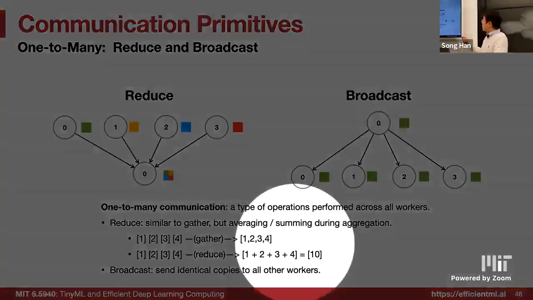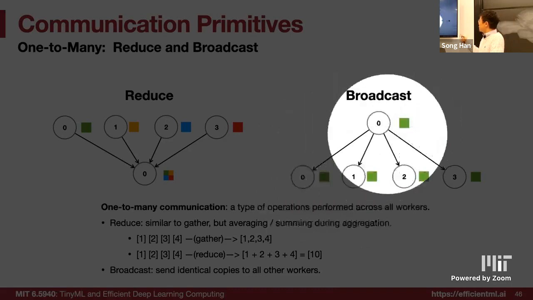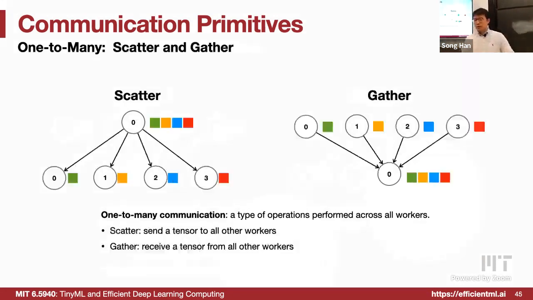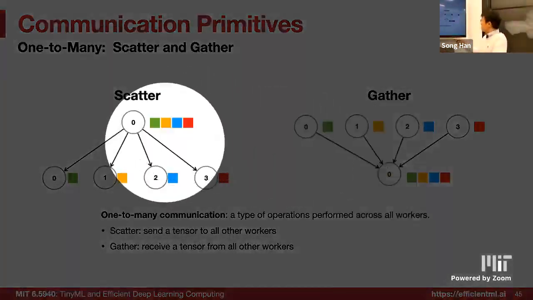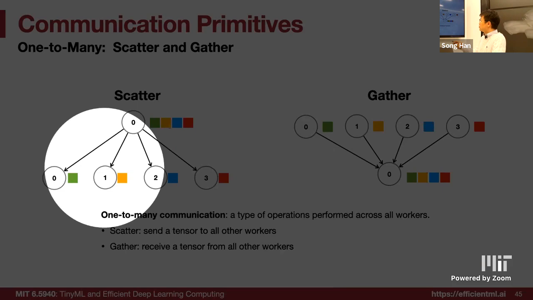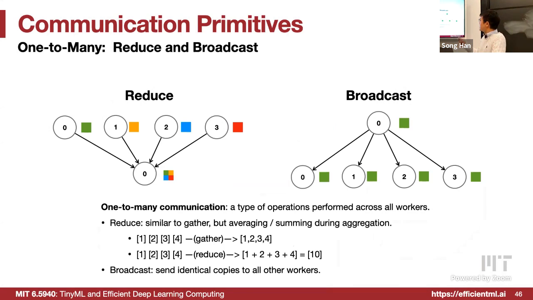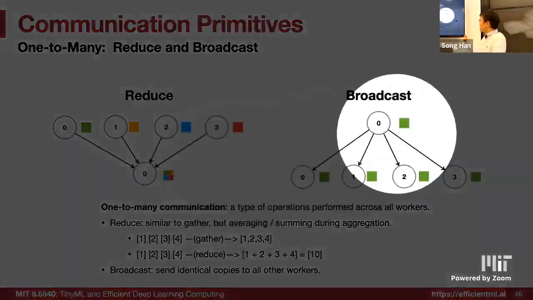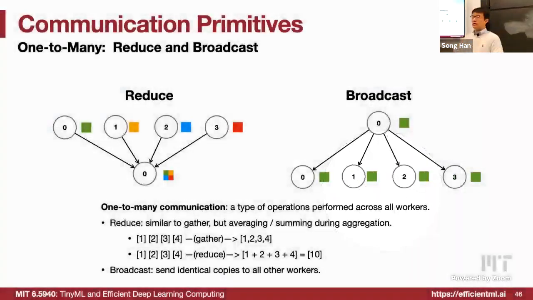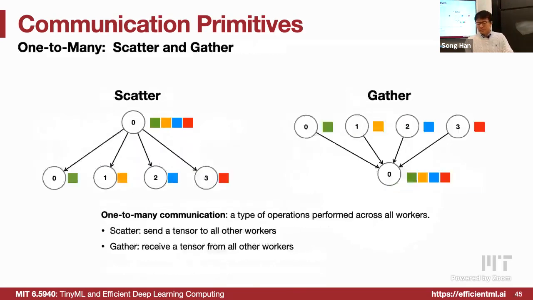There's also another one-to-many operation called broadcast. So broadcast sends one tensor to all the workers. Broadcast is actually different from scatter. So scatter is going to send a different part of the tensor to different workers, and different workers will receive different pieces of data. But broadcast will send identical copies of data to all the other workers. So that's the difference between broadcast versus scatter.